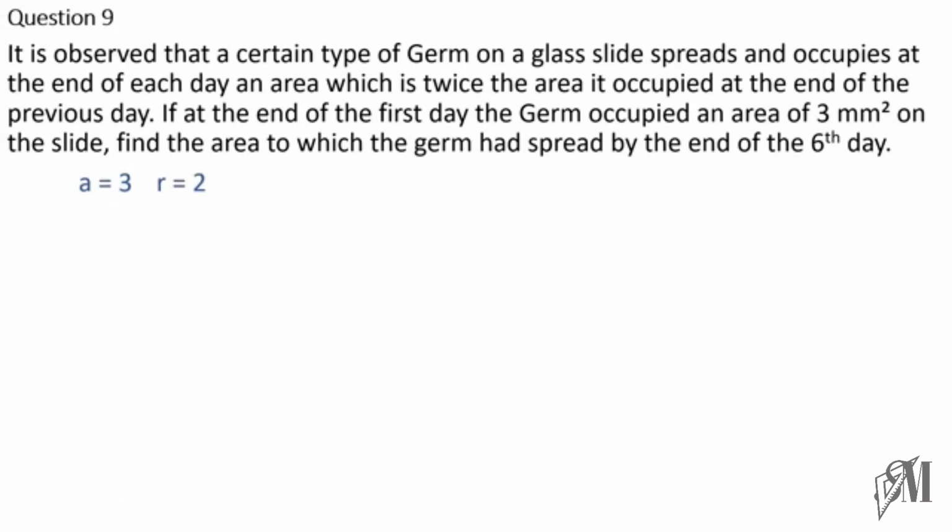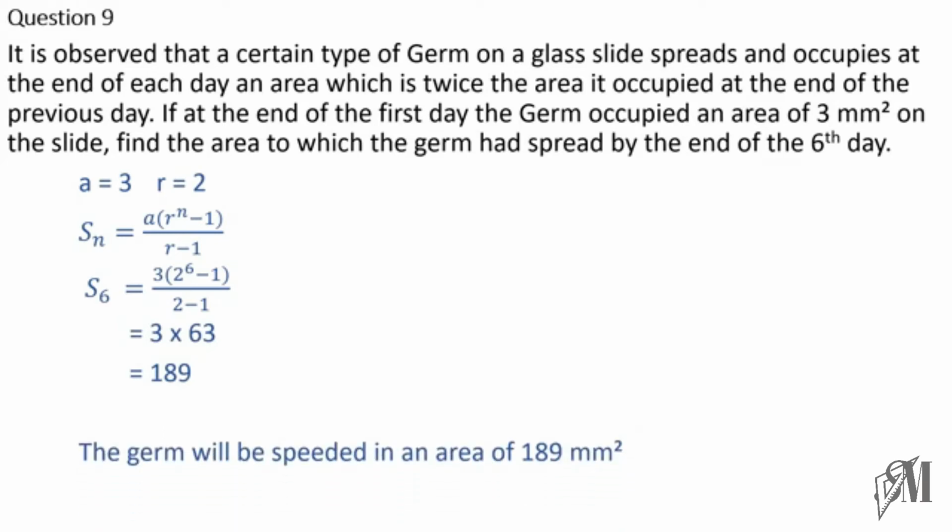So here you have to understand it is increasing twice. Therefore, this is a geometric progression where A is equal to 3. The first term is equal to 3 and the common ratio is equal to 2. So, by applying the formula of Sn, we can find out the total area over which the germ has spread at the end of the 6th day. Here, n is equal to 6. So, S6 can be found by substituting the values like this. It gives you the answer as 189 square millimeters. So the germ will have spread over an area of 189 square millimeters at the end of the 6th day.